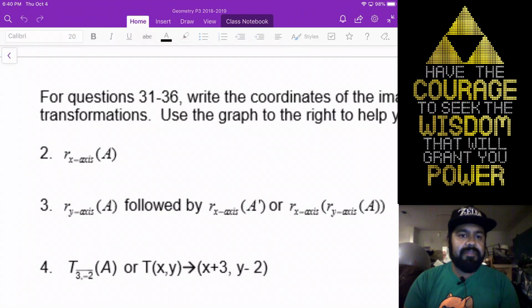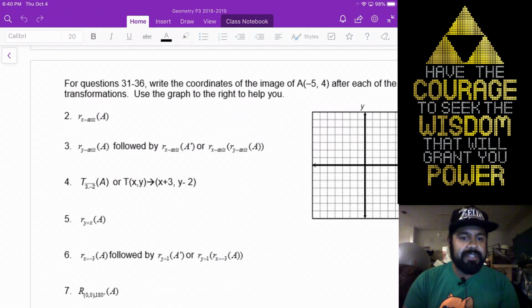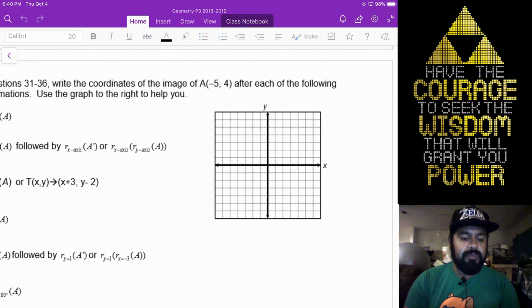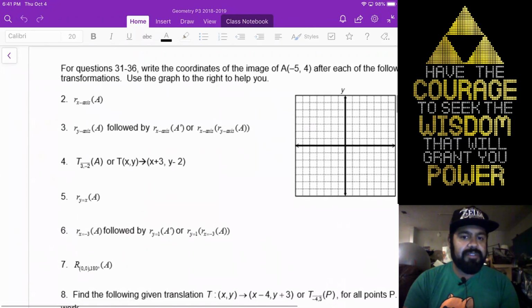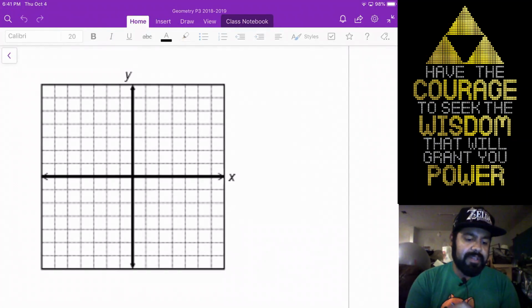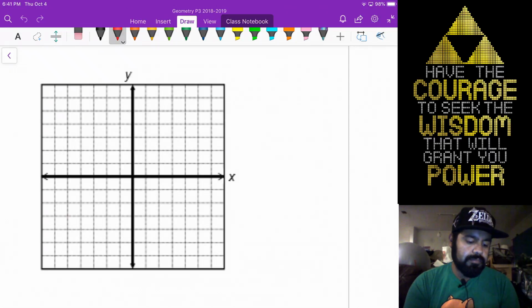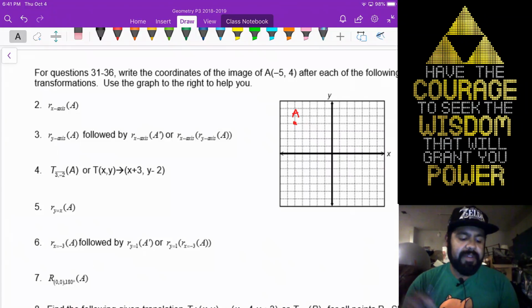Alright, so first off, aside from the fact that it says questions 31 through 36, for what we're doing here, number 2 through 7, we're going to take the coordinates of our original image, A, which is at -5, 4, and apply each transformation to those points. We're going to reuse that point every single time. So if I go to -5, 4, 1, 2, 3, 4, 5, 4. So this point we're going to use for numbers 2, 3, 4, 5, 6, and 7.